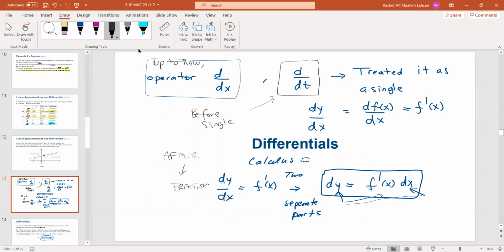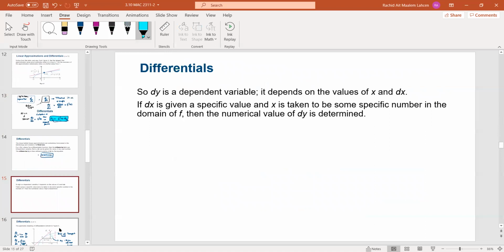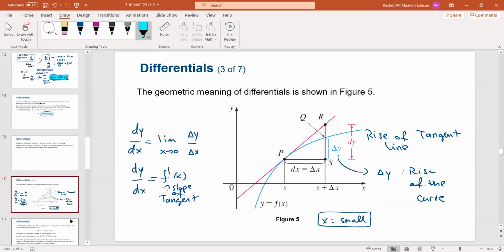And if we multiply both sides by dx, we get this differential here, or differentials, because we have a differential of y and a differential of x, right? And so the differential of y becomes dependent on f prime of x and dx. And so this is the formula here, number 3. And I'll explain something about it to make it simple.